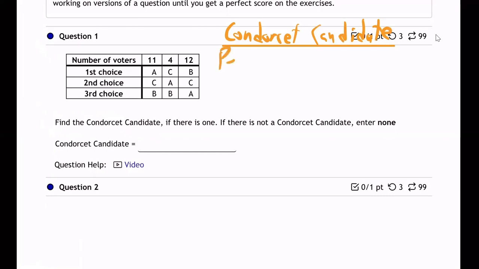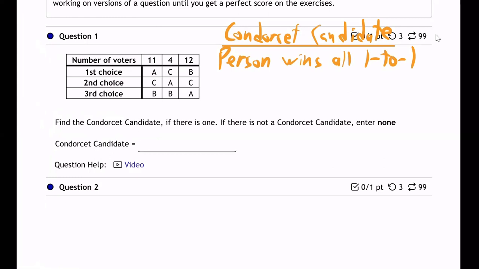a person that wins all 1-to-1s. Now, what do I mean all 1-to-1? Like a tennis match or something like that, or you go one-on-one with somebody, right? So let me show you precisely what I mean.